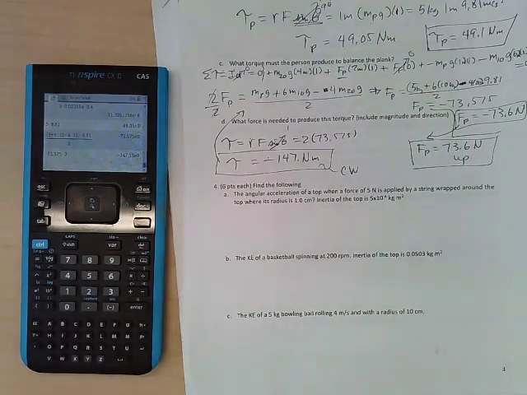Okay, so sometimes on these free body diagrams we don't know the answer ahead of time. We pick a direction. If we get a negative sign, it just means we picked the wrong direction. It's going actually the other direction.